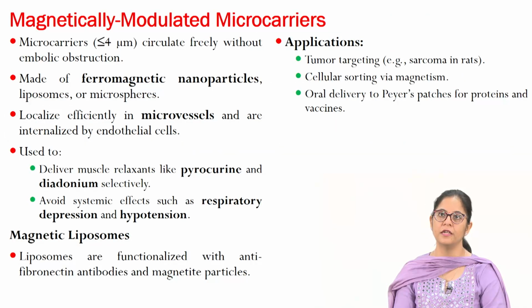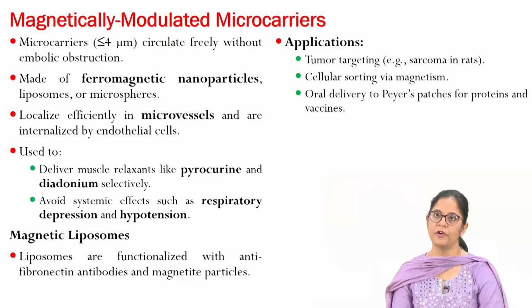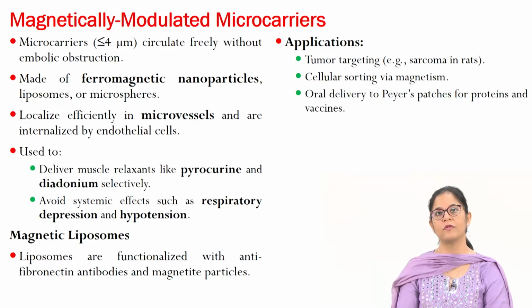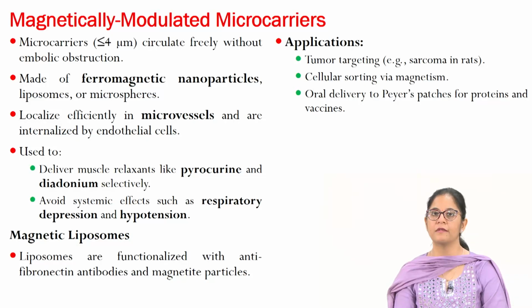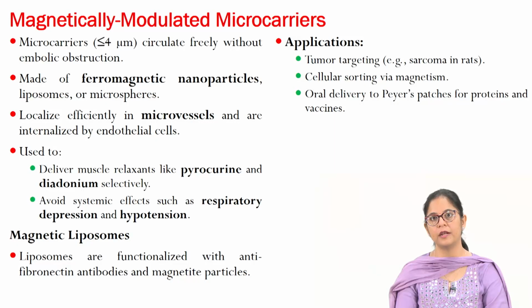Now, the magnetically modulated microcarriers are formulated. These microcarriers are less than or equal to 4 micrometers in size, which circulate freely without embolic obstruction. These are made from ferromagnetic nanoparticles, liposomes or microspheres. These localize efficiently in microvessels and are internalized by the endothelial cells. These are used to deliver muscle relaxants like pyrocurine and dialdonium selectively. These avoid systemic effects such as respiratory depression or hypotension.